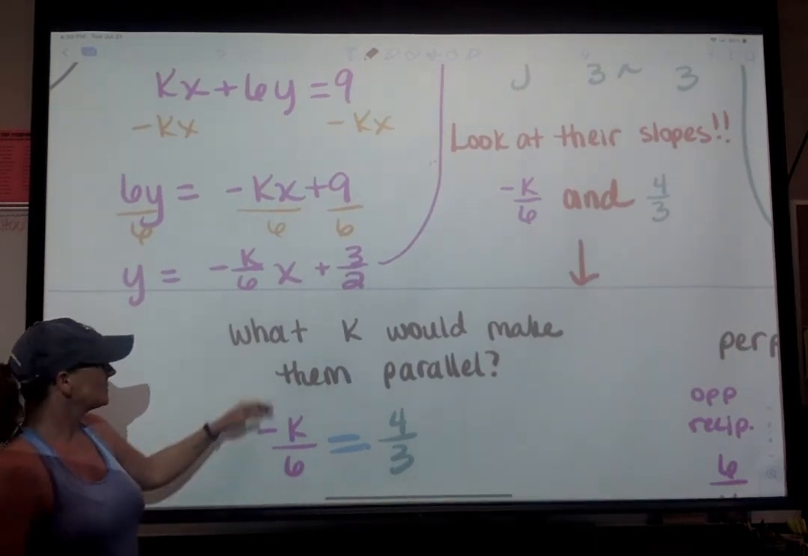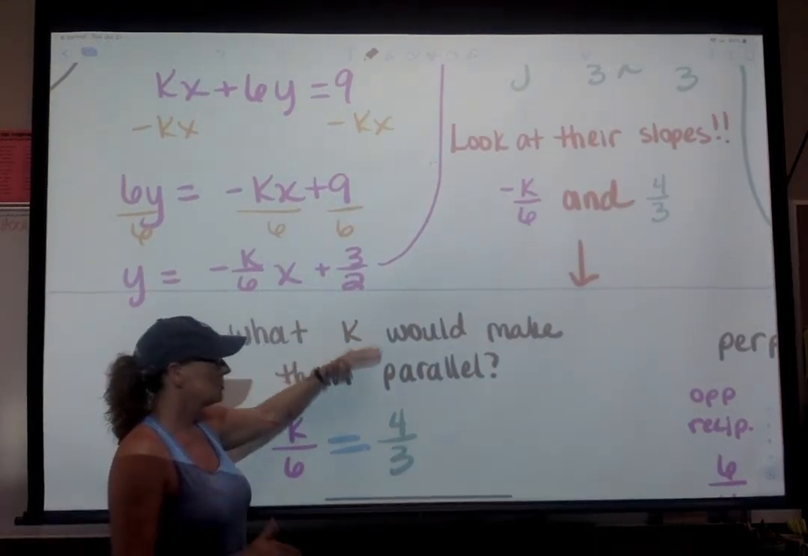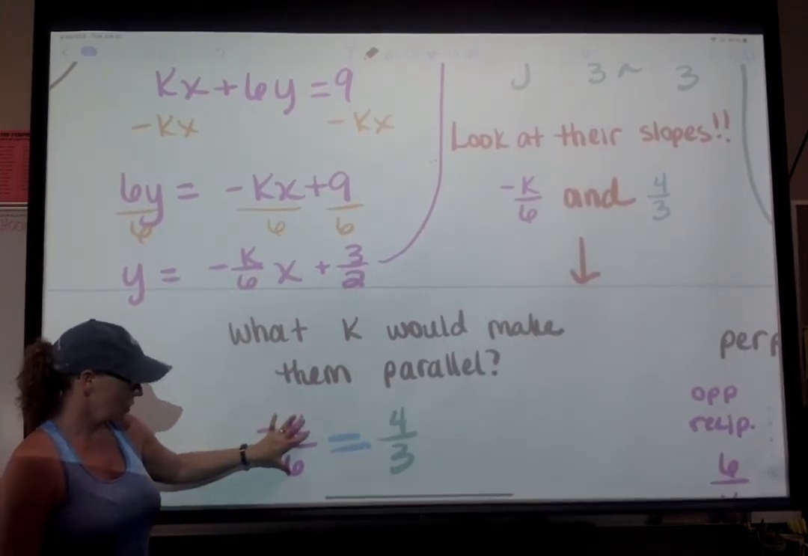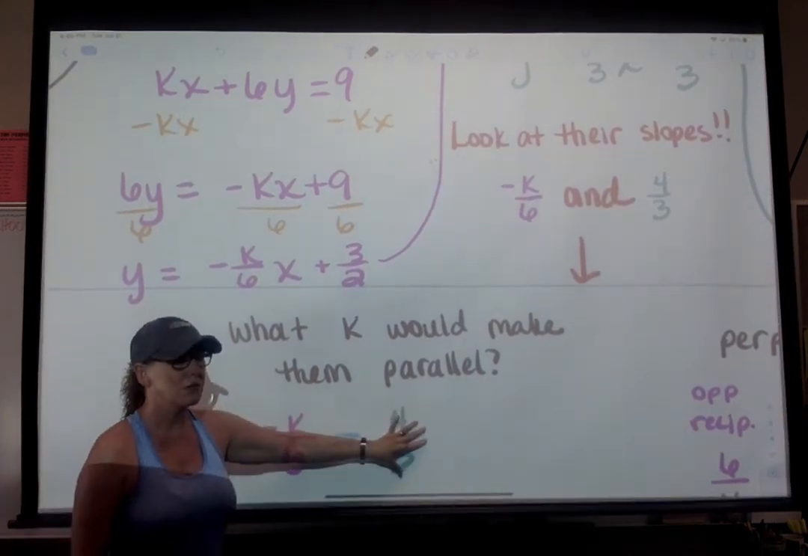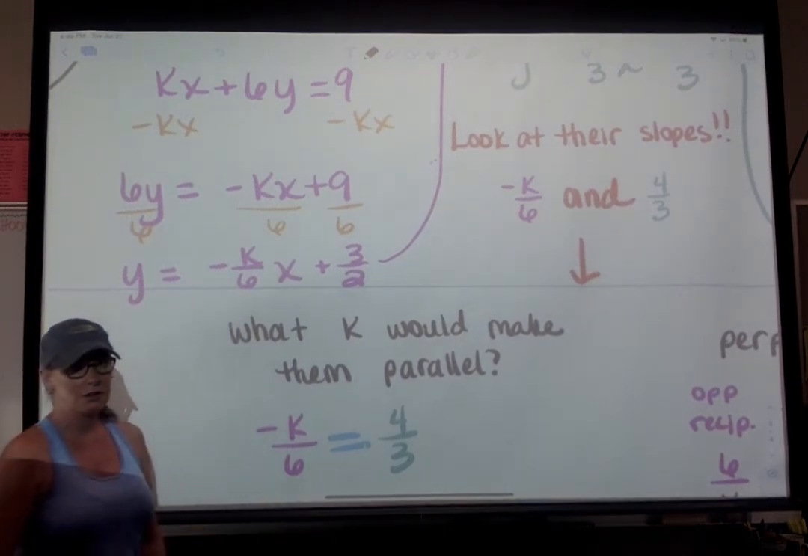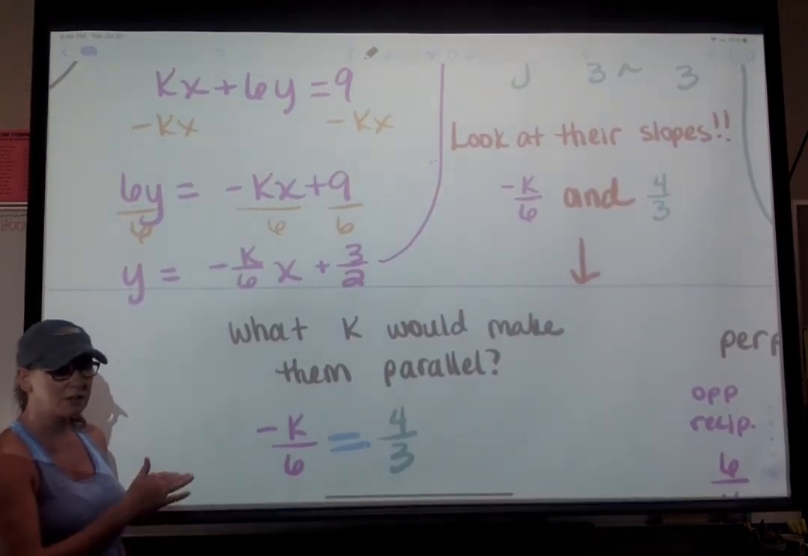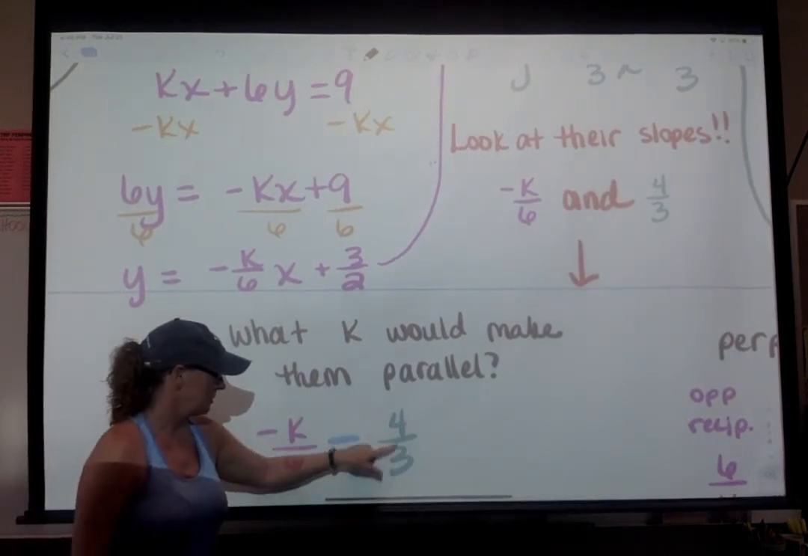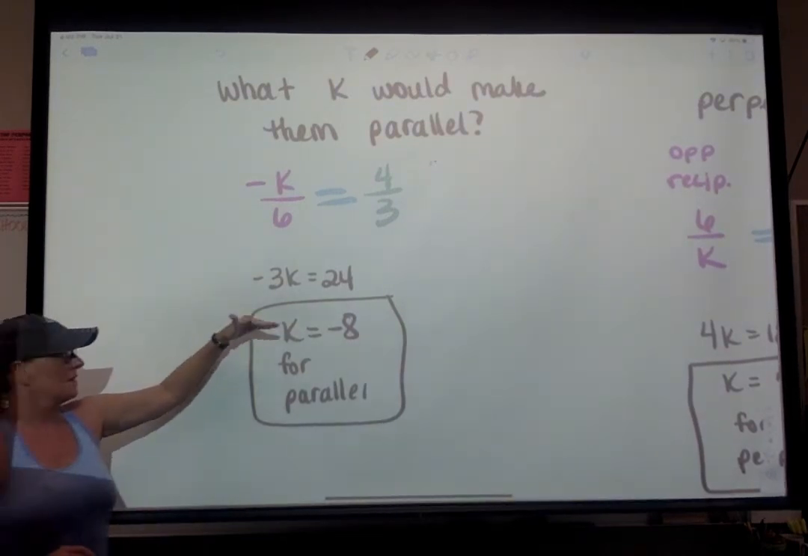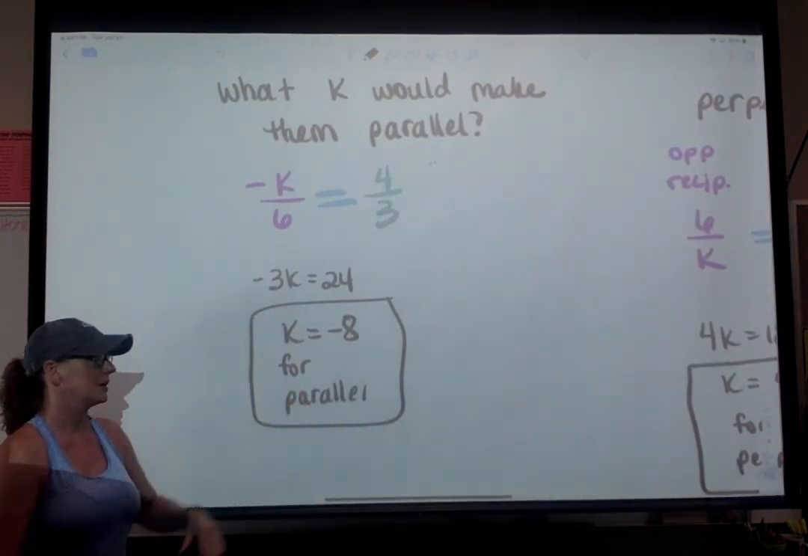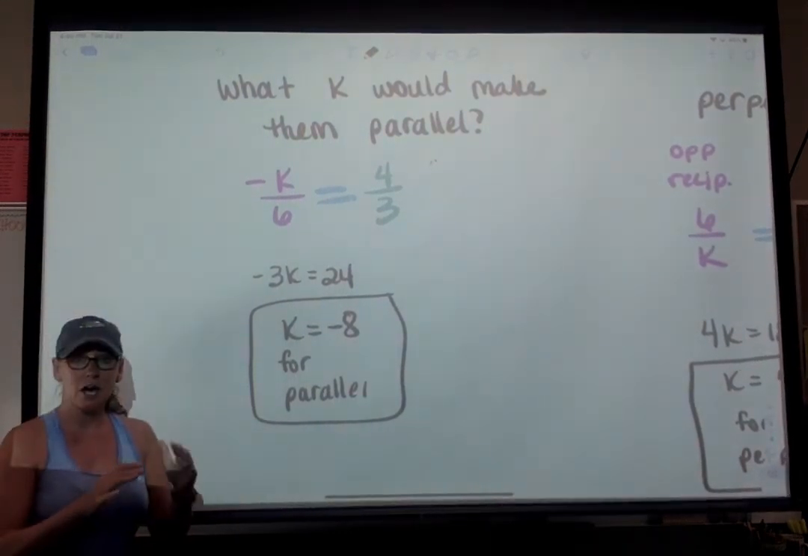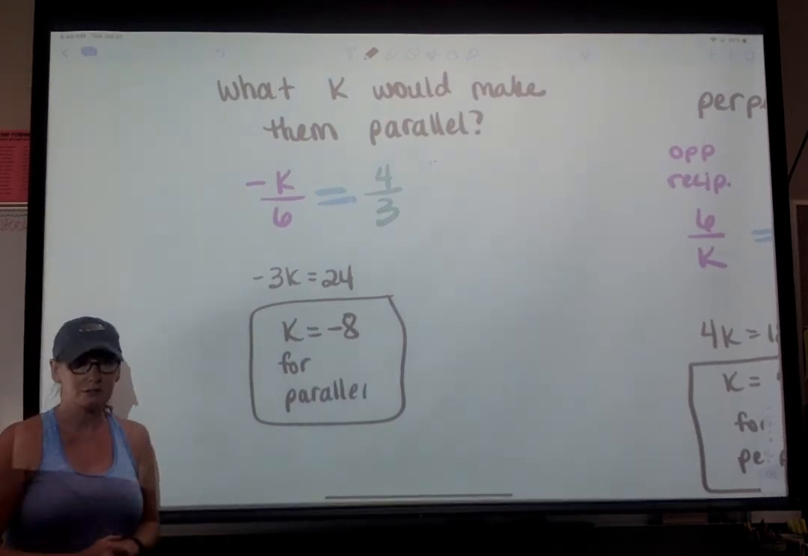Remember what the question asked? Find k so that the two lines would be parallel. So I take this slope of the pink line and this slope of the green line, and for parallel, I set them equal to each other. Now, I think y'all can cross multiply and solve that. Multiply across, multiply across. That's my answer to make the lines parallel. You need to pause it, copy it down, process it, do it.